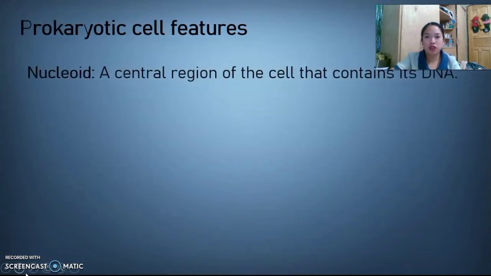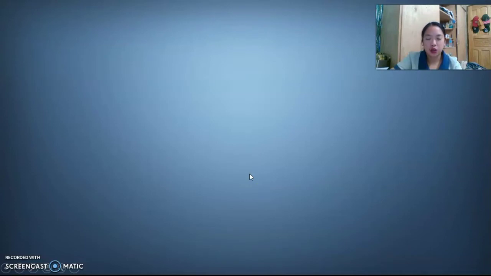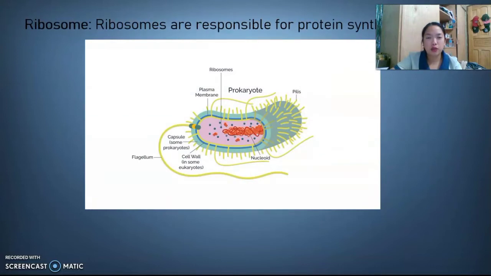Prokaryotic cell features. The nucleoid is a central region of the cell that contains its DNA. This one, the red, is the nucleoid. Next, ribosomes. Ribosomes are responsible for protein synthesis. We can see they are very tiny. This one is the ribosomes. They are very tiny spheres, visible only through an electron microscope, that play a role in protein synthesis.